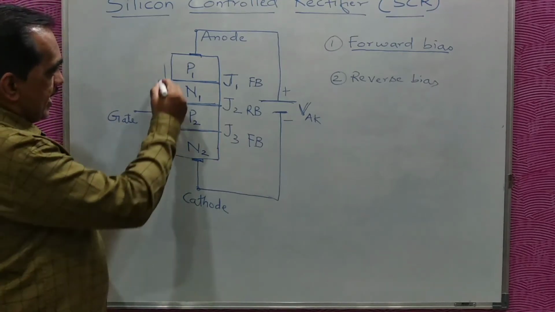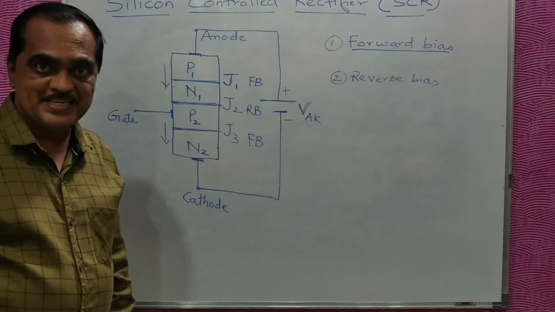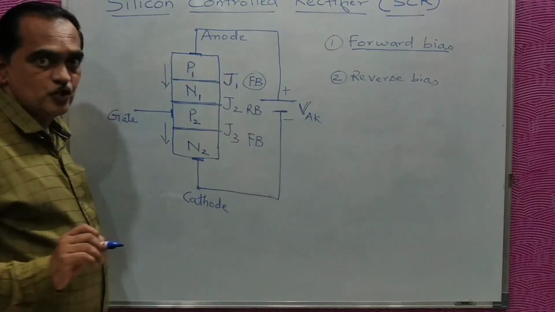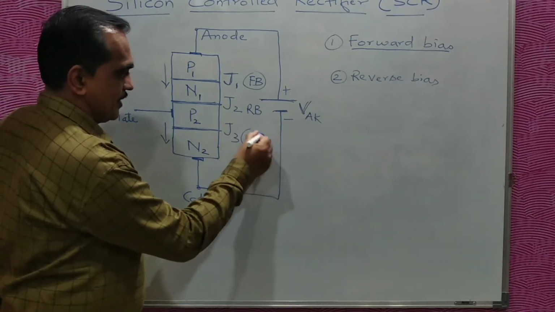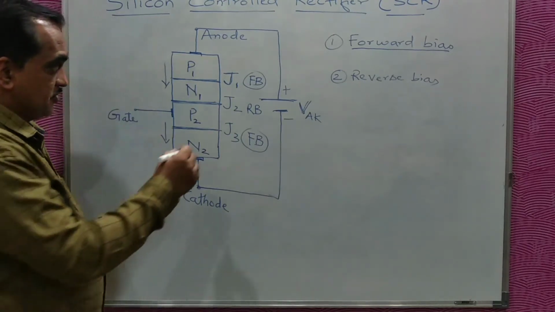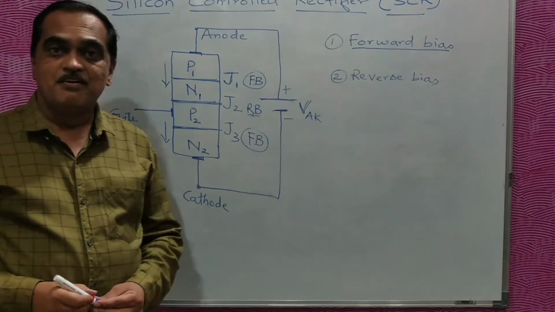Now as far as the anode current is concerned, which is going to flow through the SCR, for that the first junction forward bias is not a problem. It is allowing the current to flow. The third junction forward bias is not a problem. It is allowing the current to flow. The second junction is reverse biased.